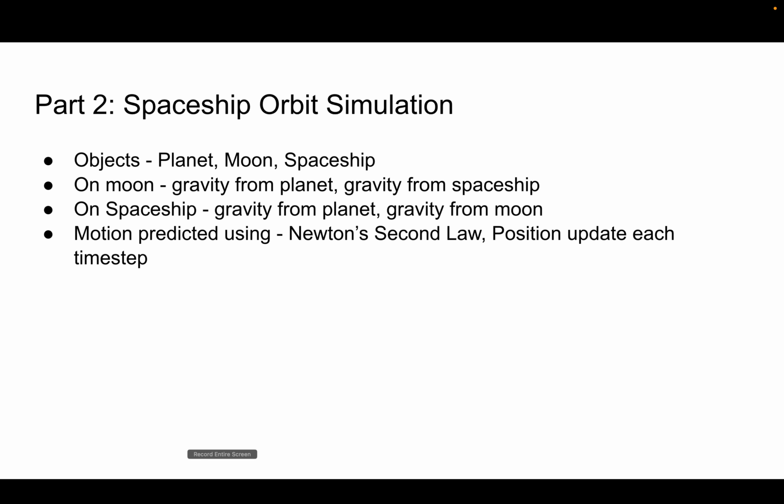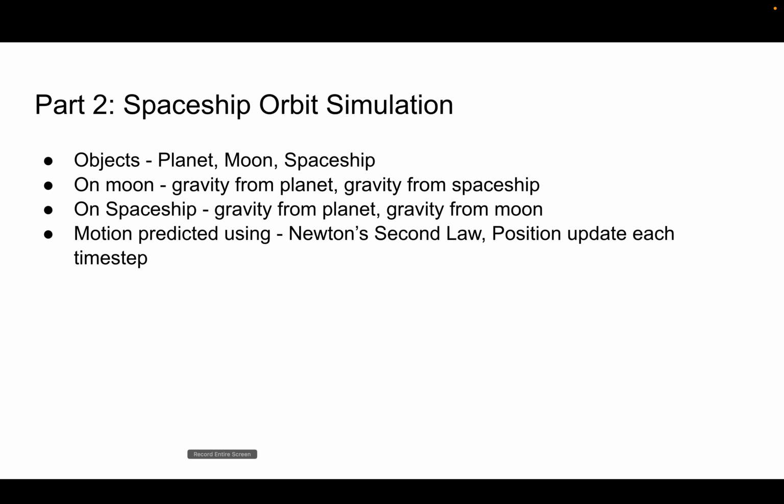In the second part of the lab, I simulated a system consisting of a planet, a moon, and a spaceship. The planet was placed at the origin and remained stationary. The moon started to the right of the planet and initially moved upward, creating a circular orbit around the planet. The spaceship began on a hill 100 meters above the surface of the moon on the side facing the planet.